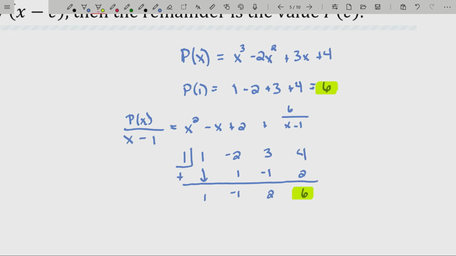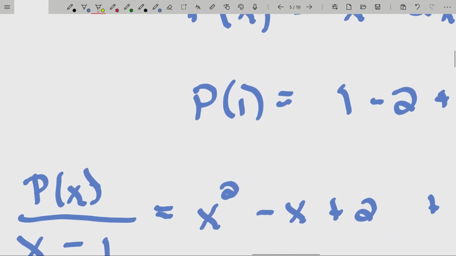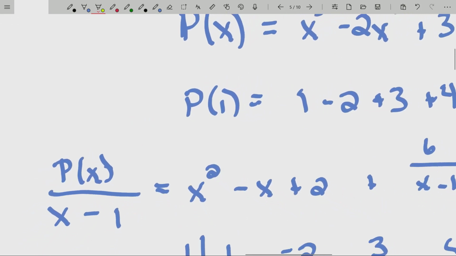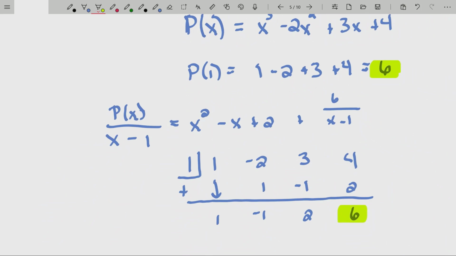If you want to evaluate P at any number, instead of just plugging in that number, which seems very simple initially but actually can be very complicated for weird numbers, you can instead do synthetic division using that 1. And whatever the result here is actually what the polynomial is evaluated at 1.